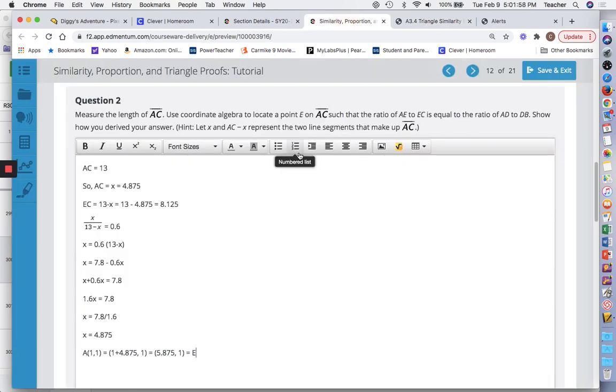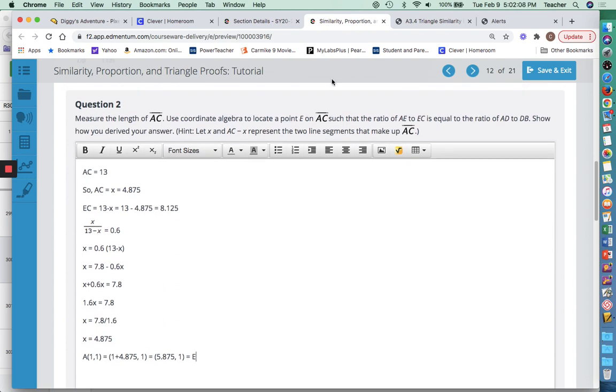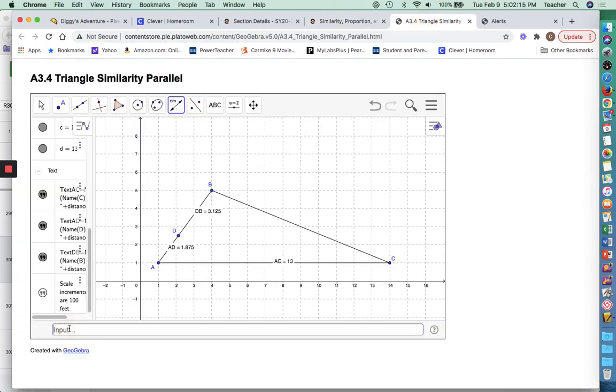Now, do I have to draw it? Show that you derived your answer. Use coordinate algebra to locate point E. All right, so I need an E at 5.875, 1. Now, the easiest way to do that is to use my input. So come down here, open a parenthesis, put in 5.875, comma 1, close my parenthesis. Now, when I hit enter, that dot that I'm seeing right here is going to have an E on it. Aha! There you go. Same ratio.